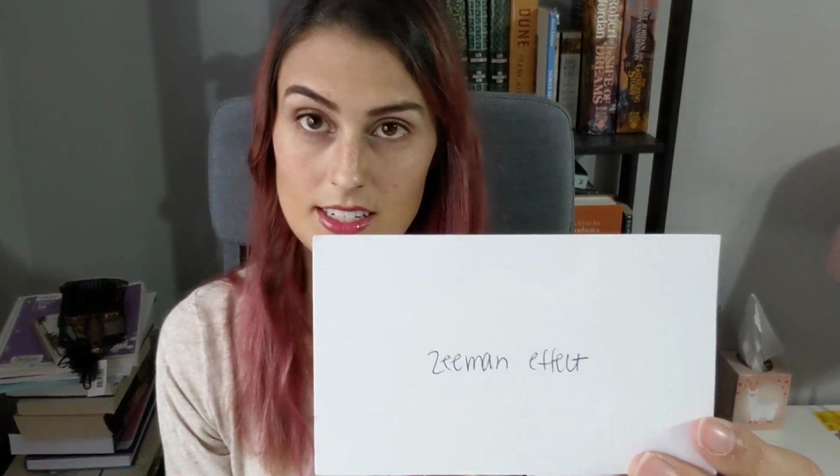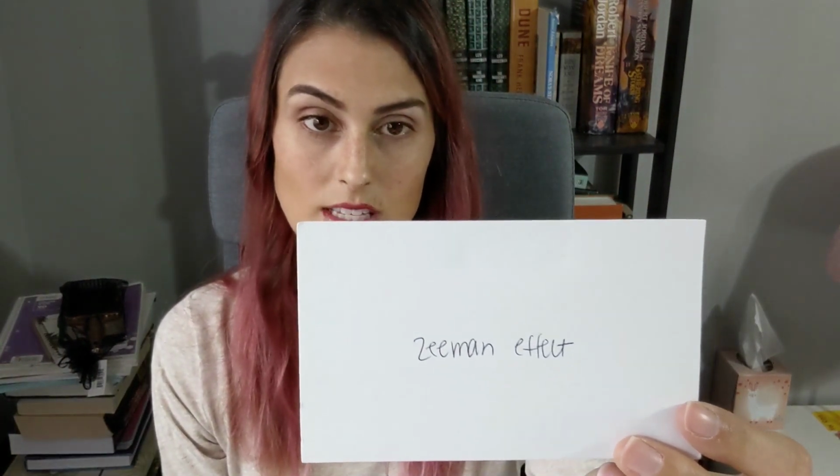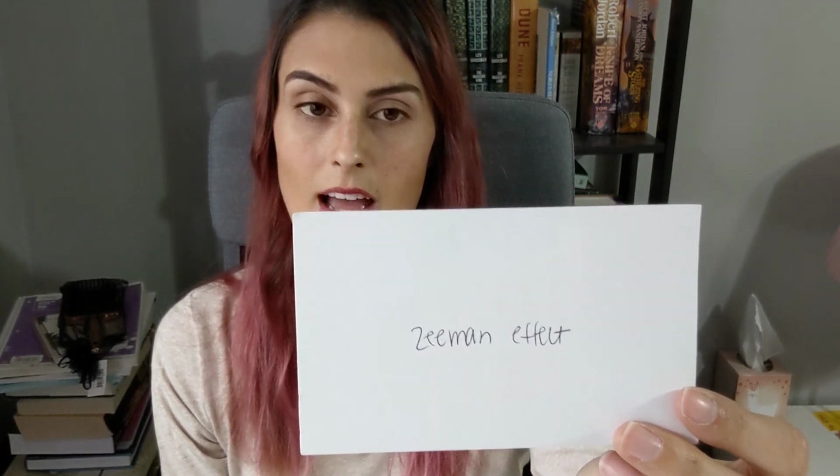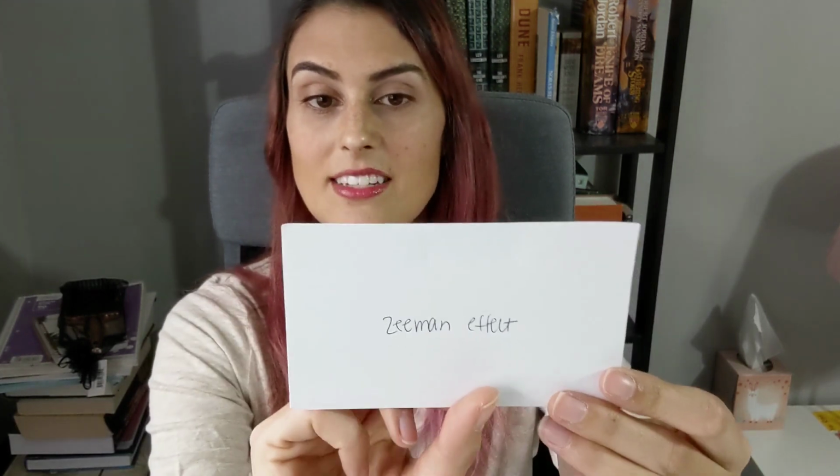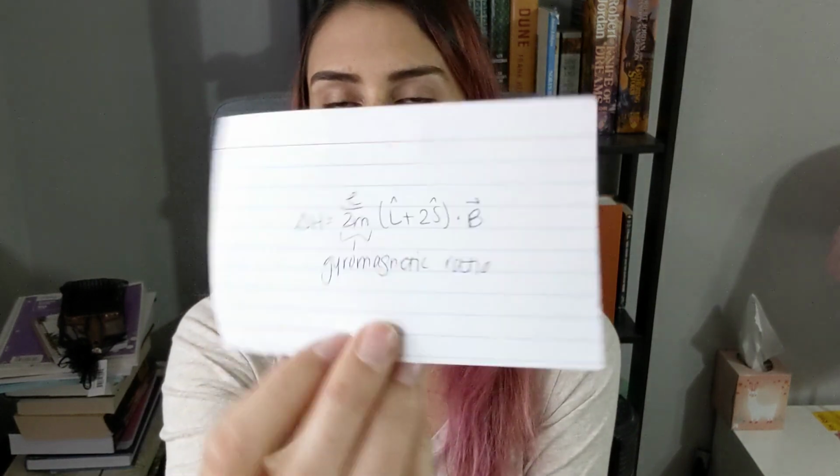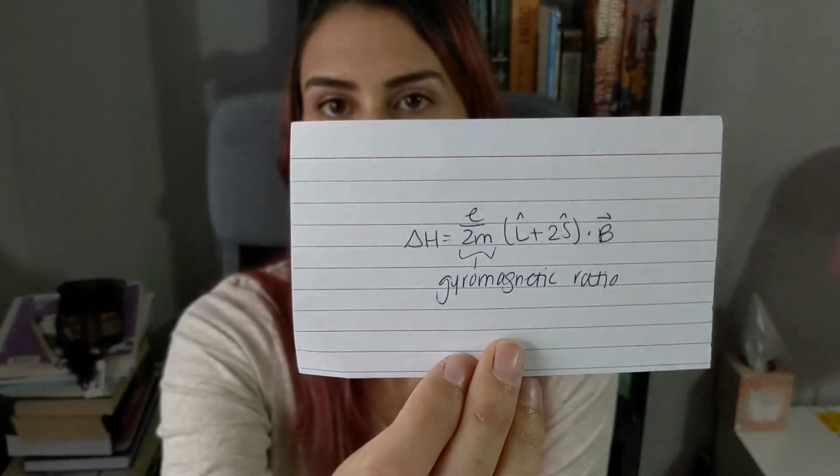The Zeeman effect says delta H equals e over 2m times (L hat plus 2S hat) dot B, where e over 2m is the gyromagnetic ratio.